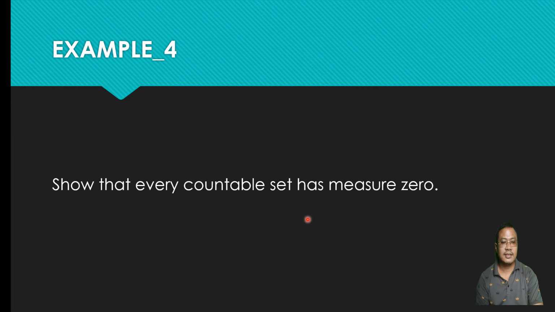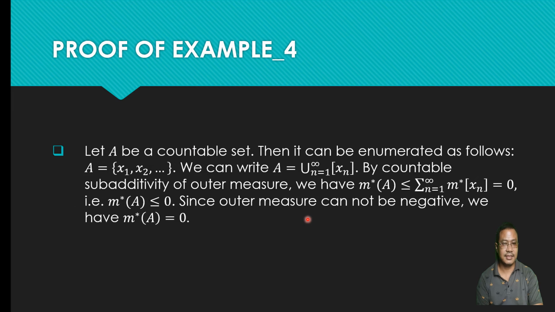So every countable set has measure 0. This is also one of the very important examples. Every countable set has measure 0, and we know that every singleton set has measure 0. Every countable set can be expressed as a countable union of singleton sets. That is all about the method of the proof. Let A be a countable set, then it can be enumerated as follows. So A can be written as a union of singleton sets.